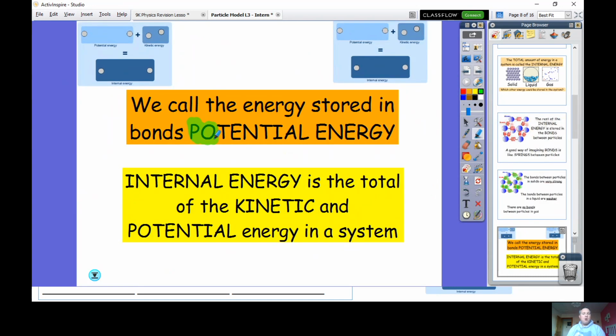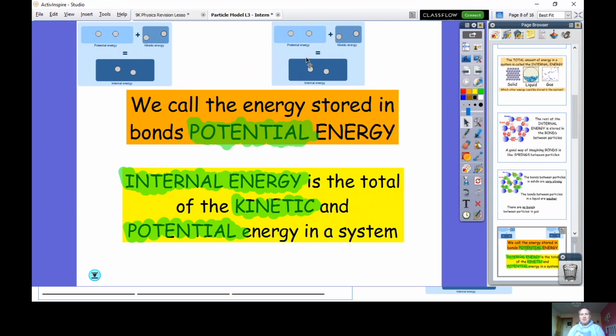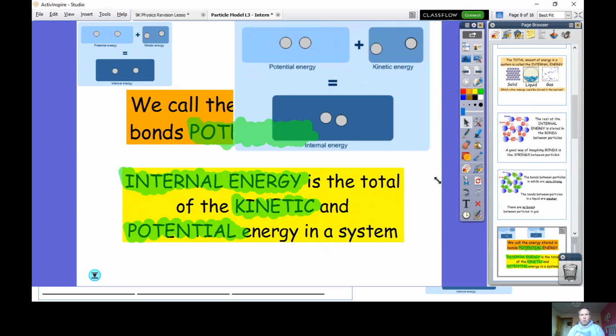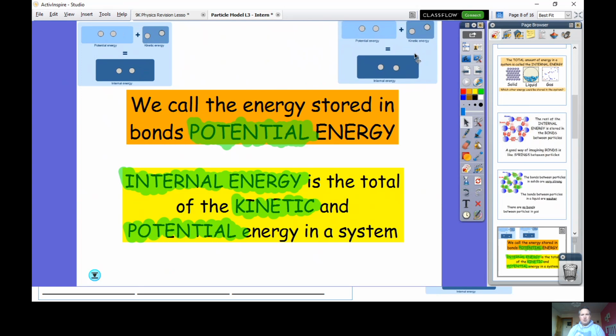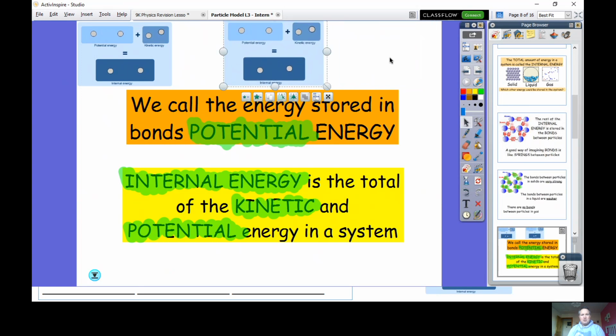Now, the energy in the bonds between particles is called the potential energy. So the total of the energy in the solid, the liquid, or the gas is called the internal energy. And the internal energy is the total of the kinetic and the potential energy added together. Potential energy in the forces between the bonds, and kinetic energy because the particles are moving. The total amount of energy is called the internal energy.